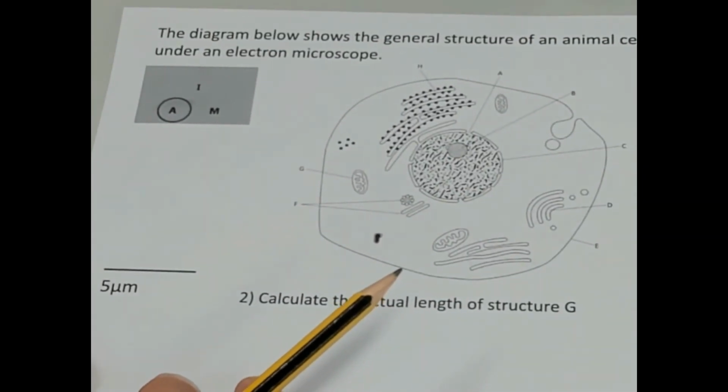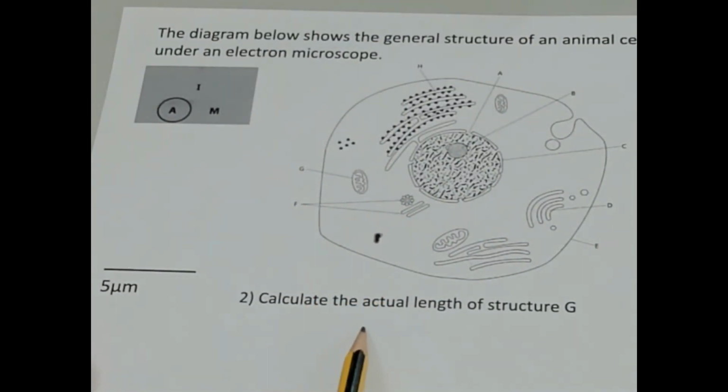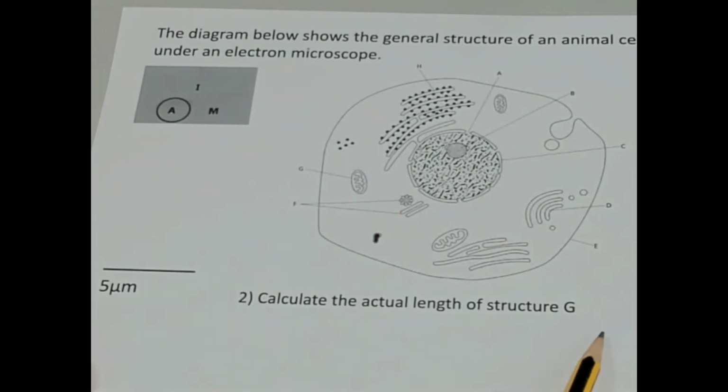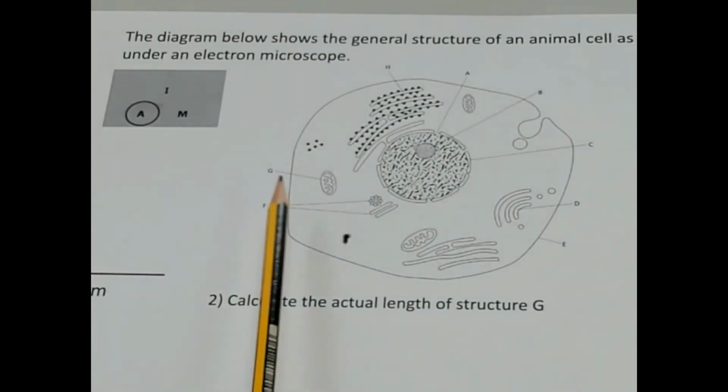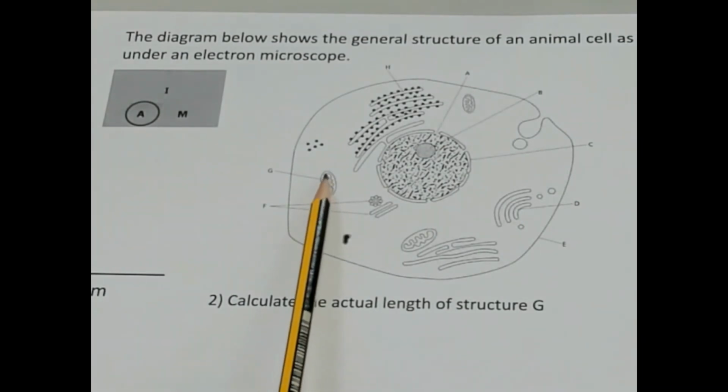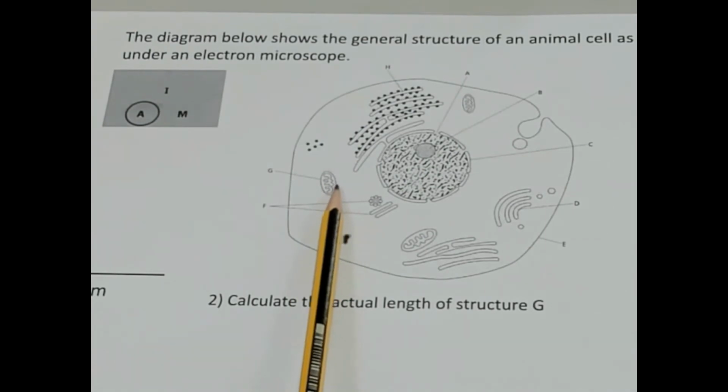Again, same question. This time they're asking us to calculate the actual length of structure G. I don't know if you can see on this diagram, but structure G is this structure here. It's a mitochondria. Okay, it's asking for the length of it. So don't measure the width, measure the length.